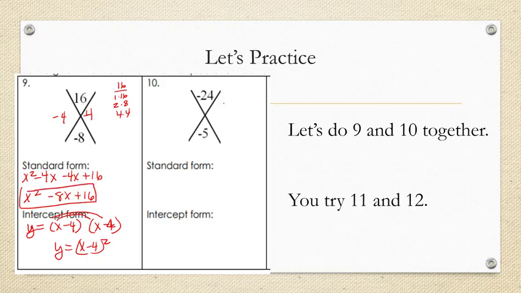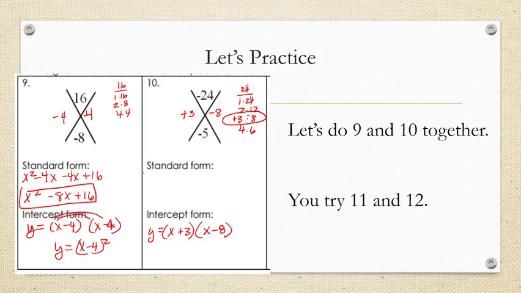Okay, we've got negative 24. So negative 24 factors are 1 and 24, 2 and 12, 3 and 8, 4 and 6. We need 5. I'm going to guess it's this, a negative and a positive. So positive 3, negative 8. So we're going to go y equals x plus 3 and x minus 8.